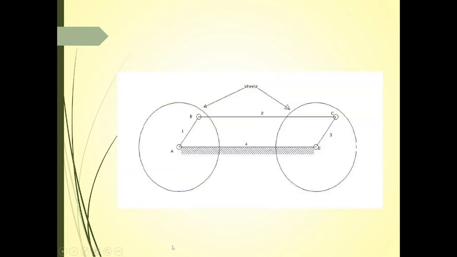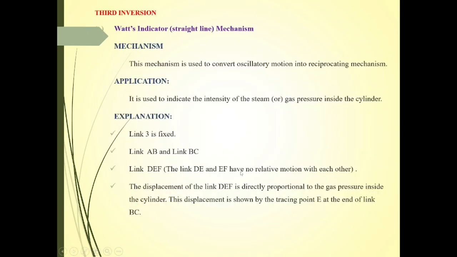Okay, so here see that there are two rotating elements moving together with one more link. The fourth link is the fixed one, and links 1 and 3 are rotating. Here link 2 moves left and right. This is how a locomotive moves, like a train, using this type of mechanism.